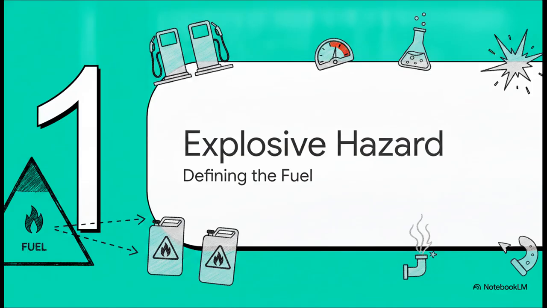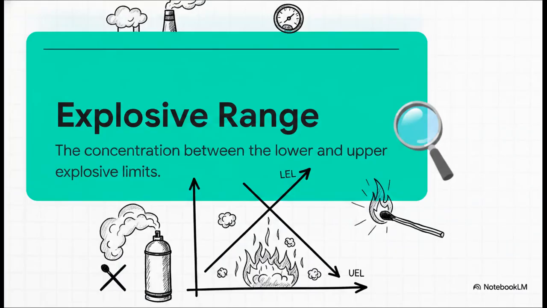Every great safety protocol has to begin by understanding the fuel side of the fire triangle. Before we can actually protect a space, we have to know exactly how much gas or vapor it takes to cross the line from a harmless little leak into a full-blown explosive threat. And that brings us to the explosive range. You'll use this concept constantly when assessing whether a specific gas concentration can actually ignite out in the field.